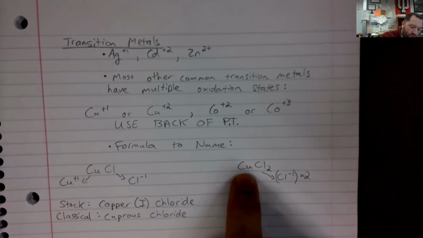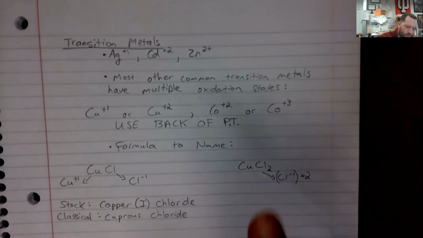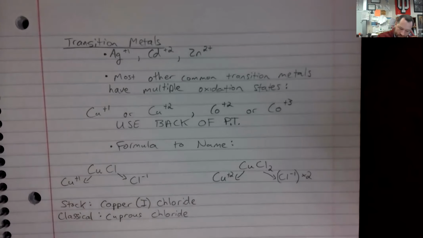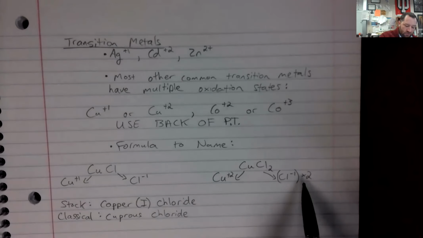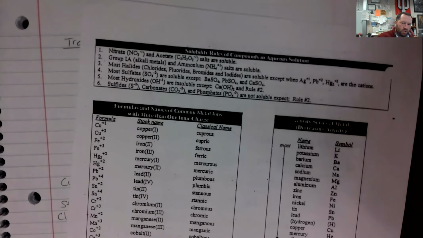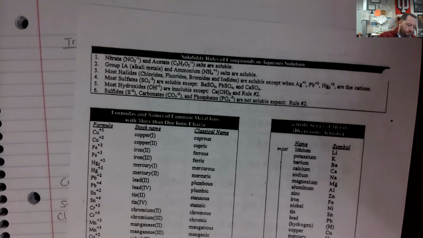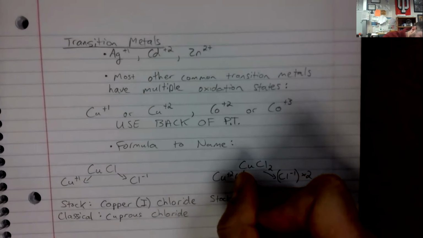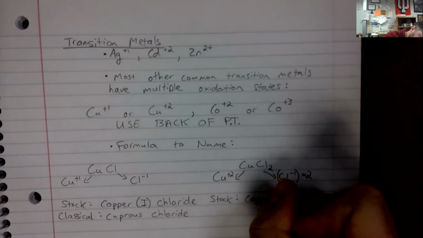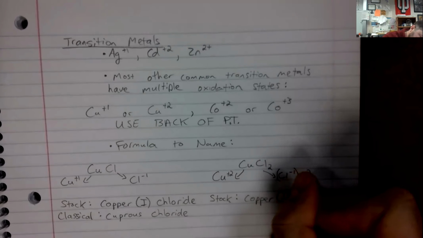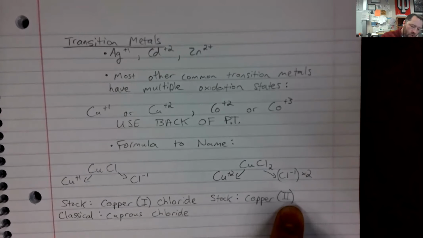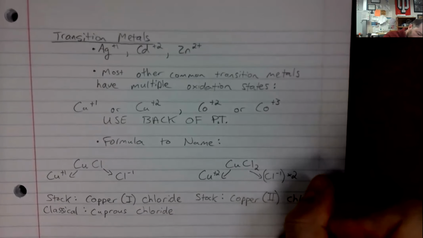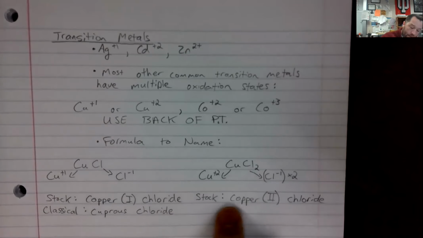Copper, we've only got 1 copper, no subscript after him, so that one copper must have positive 2 in order to cancel out the negative 2. So this time we're working with copper 2. So the stock name, again, we got to get in the habit of listing them both. Copper 2. Again, the Roman numeral tells us the charge. The chlorine, he doesn't change, so he's still chloride. So copper 2 chloride.